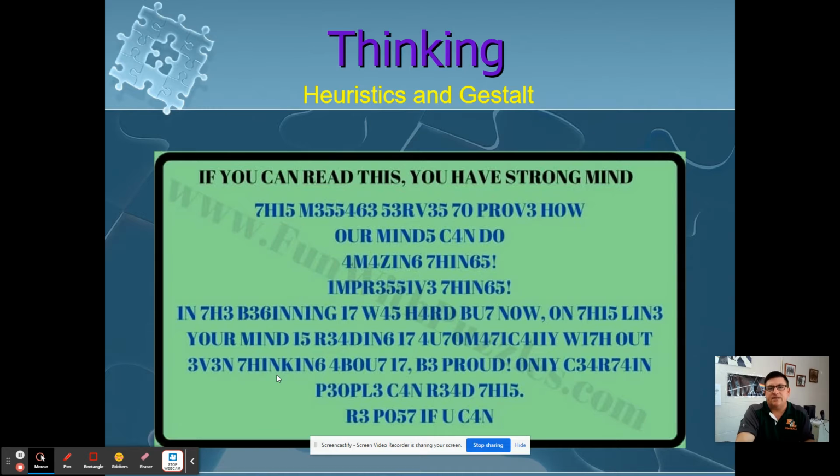Okay. Heuristics and Gestalt. Heuristics put meaning to parts. So these words here, these numbers and letters mean nothing in real life, but to our mind, we want a Gestalt whole, so we are able to use heuristics to get the word message.